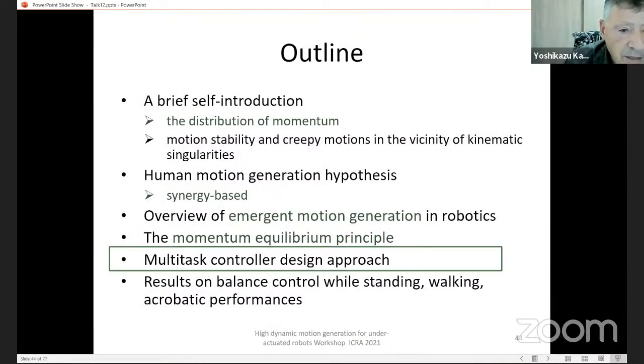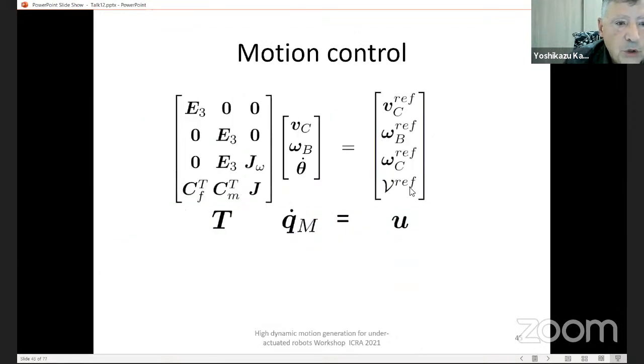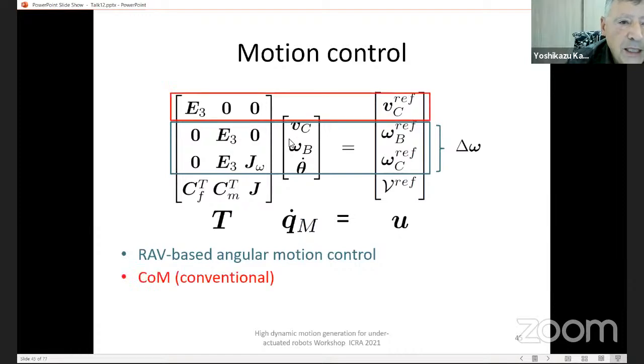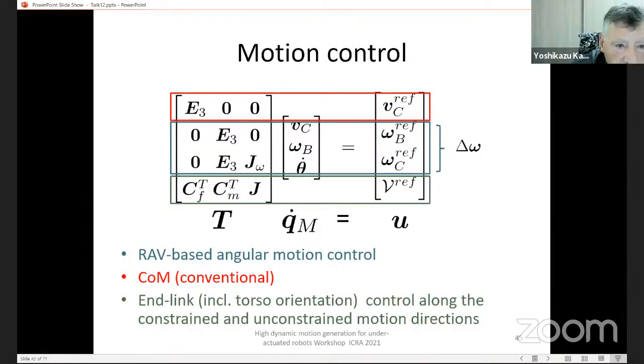Okay, so let me go on with our motion control design. So what we do is we use this omega B and omega C, this relative angular velocity based angular momentum design, and we also use conventional COM design component and end-link component, which includes the Jacobian and also includes the contact maps. And on the right side, this is the desired spatial velocity of all the end links.